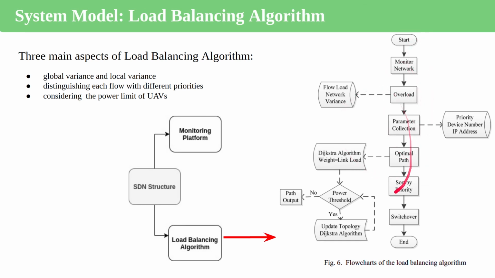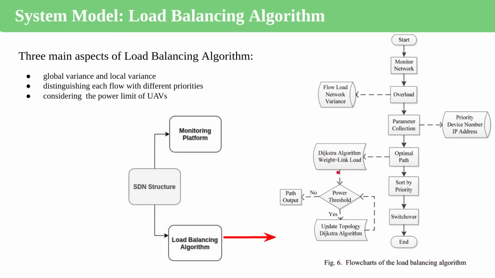And this figure shows the flowchart of the load balancing algorithm in SDN controller. The controller monitors network and evaluates the link state by the network variance and flow load. When the controller detects the number of times exceeds the counter threshold, it collects communication devices information of the overloaded link, including priority of devices, the IP addresses. Then they take advantage of Dijkstra's algorithm to calculate the optimal path and the weight.